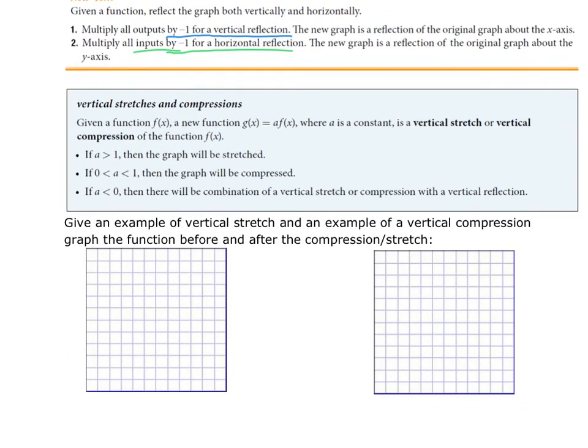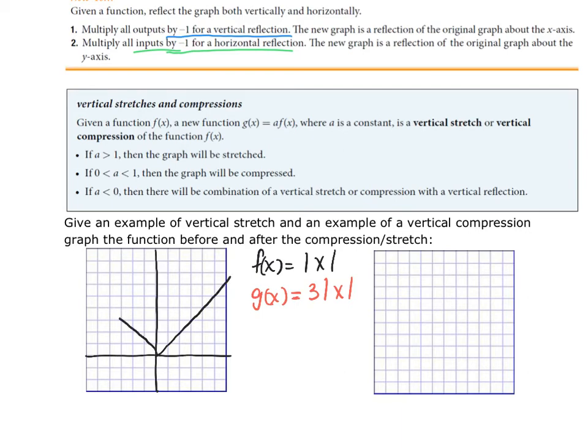If I'm going to choose the parent function of, say, the absolute value again, my f of x is equal to the absolute value of x, and my g of x is going to be equal to 3 times the absolute value of x. Now remember, here's my absolute value. It's going to go through 1, 1, 2, 2, 3, 3, 4, 4, etc., and -1, 1, -2, 2, -3, 3, etc. So there's my g. There's my original function.